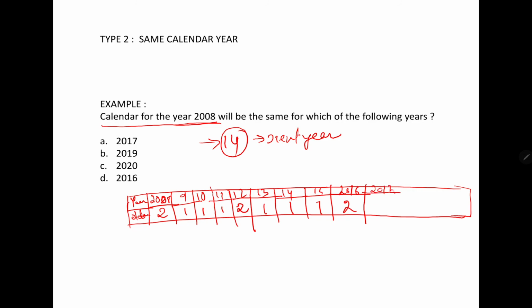2017 it will be 1. 2018, again not a leap year, so it will be 1. So it will be 13, 14. So up to 2018 the number of odd days is 14. So 14 days, that is 0 odd days. The answer will be 2019.